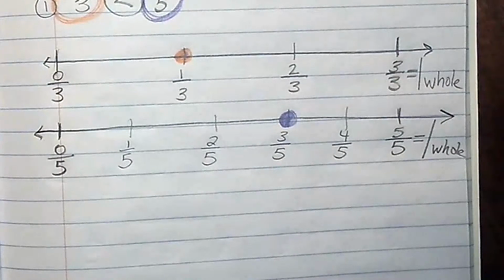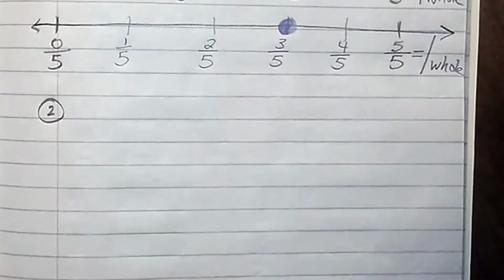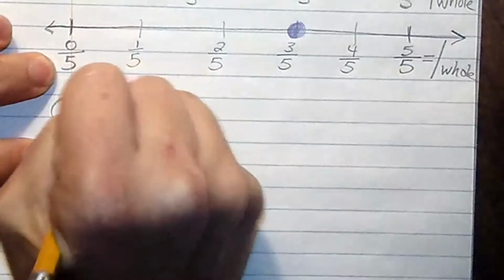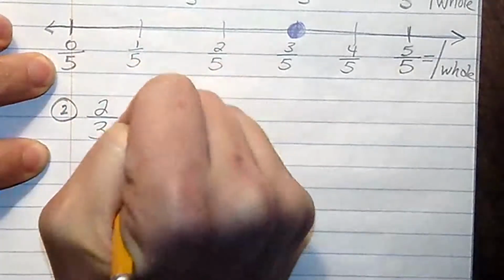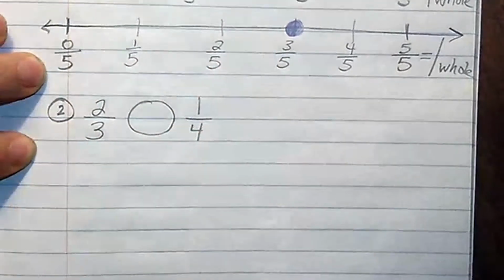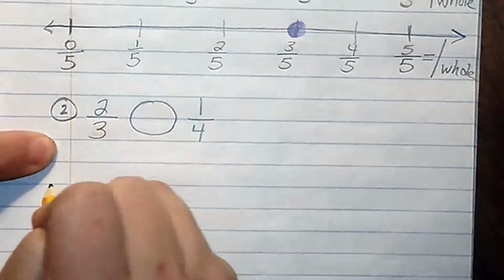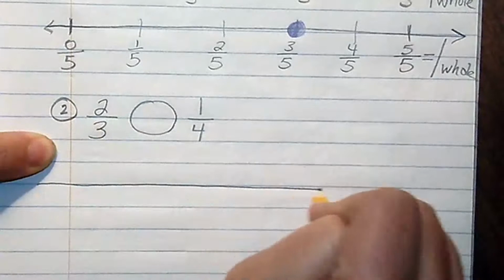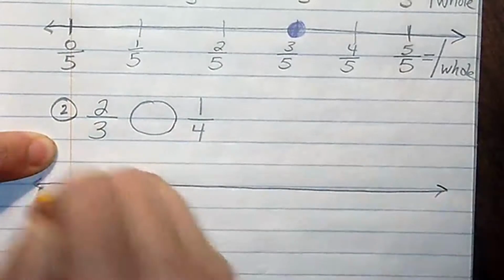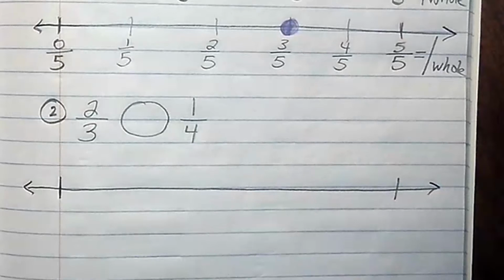So let's try another one. This is number 2. We're going to have 1/3. Look, it's 1/3 again. You know what? Let's make it different. Let's do 2/3. 2/3 or 1/4. And we're going to compare this on a number line. So I need to draw my number lines. I'm going to start on the line going from margin to margin. And I start at one margin and I go all the way through to the other margin.